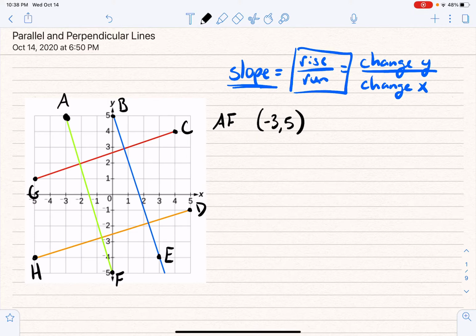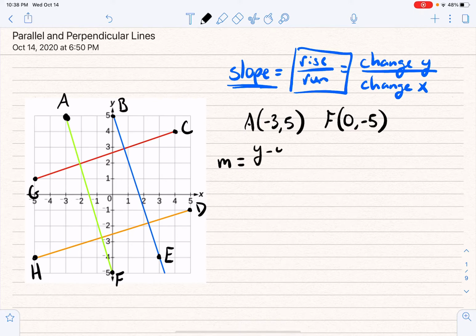And F, so that's A, and then F is at where? F is at 0, because it didn't go anywhere on the x-axis, and then down 5, so -5. So A is at (-3, 5), F is at (0, -5). Now, a lot of times slope is abbreviated with a lowercase m. And remember, slope is rise over run, or change in y over change in x.